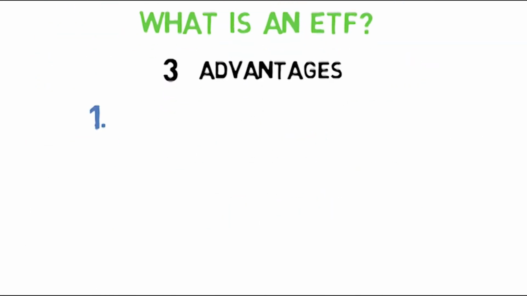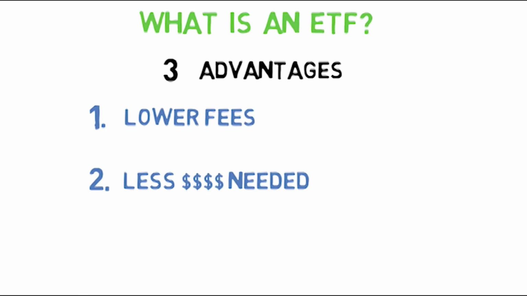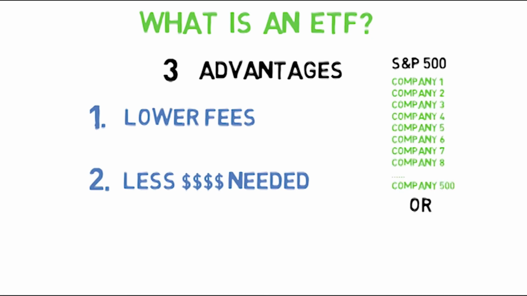One advantage of ETFs is they tend to have lower fees than traditional portfolios. A second advantage is that for a minimal investment, you can invest in an entire portfolio. So if you wanted to buy the S&P 500, instead of having to buy all 500 companies, you could just buy an ETF that tracks the S&P 500.